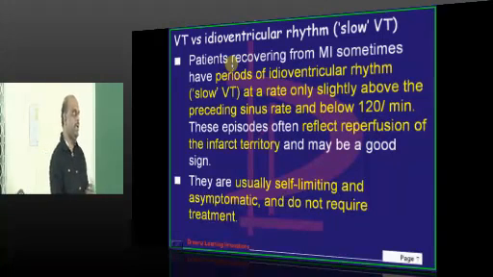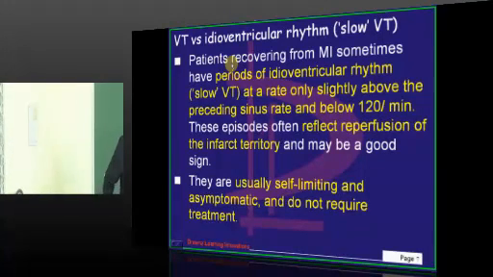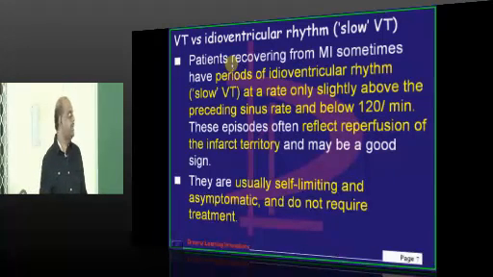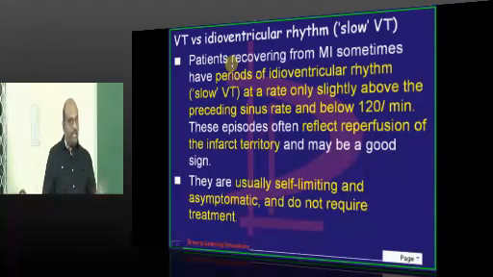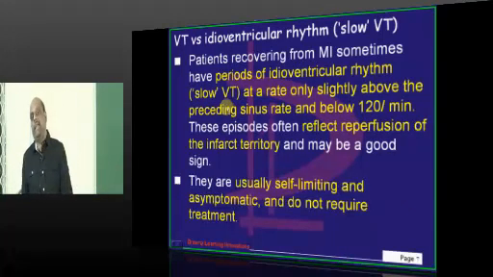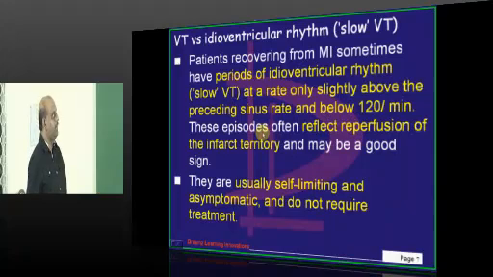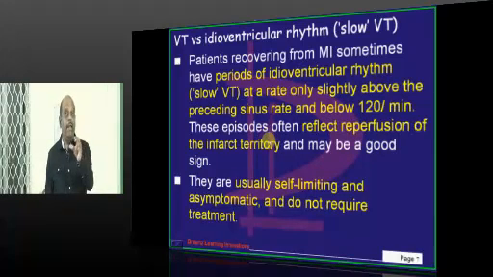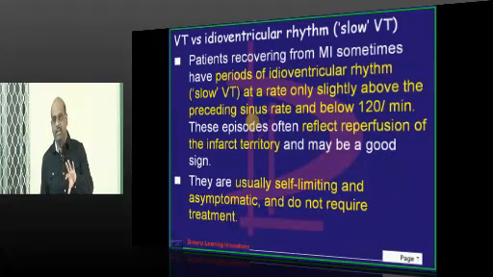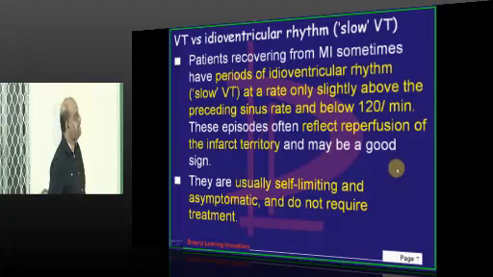Have you seen any patient who had MI in the ICCU? Classically you will find idioventricular rhythm in ischemic patients. When they are recovering from MI, there will be a slow VT occurring, but with a rate less than 120. When do you call VT? If the rate is more than 120, you call it VT, but this is less than 120.